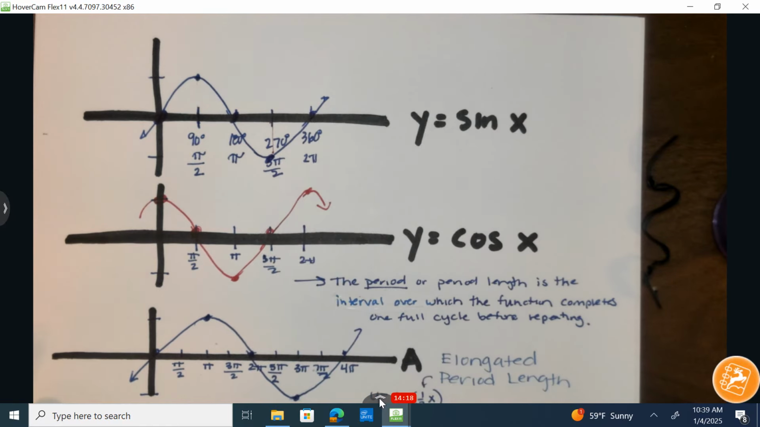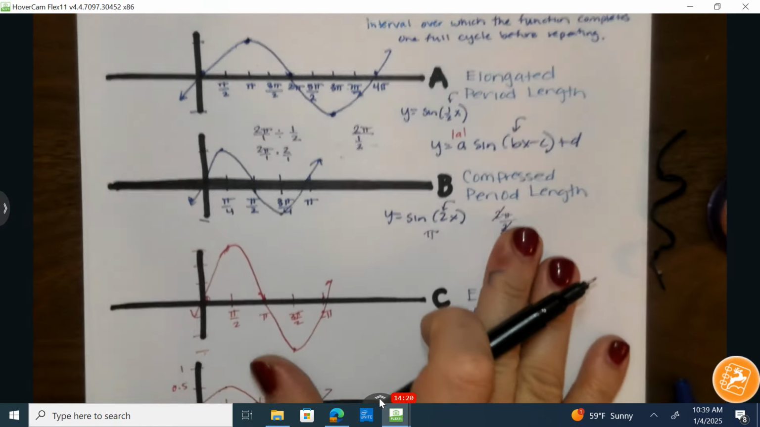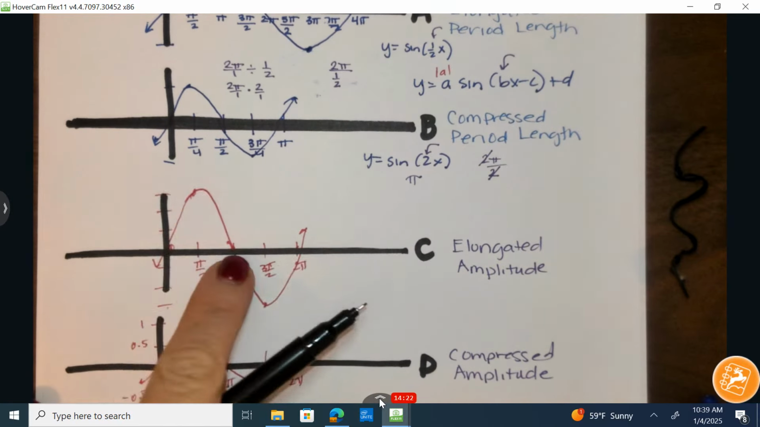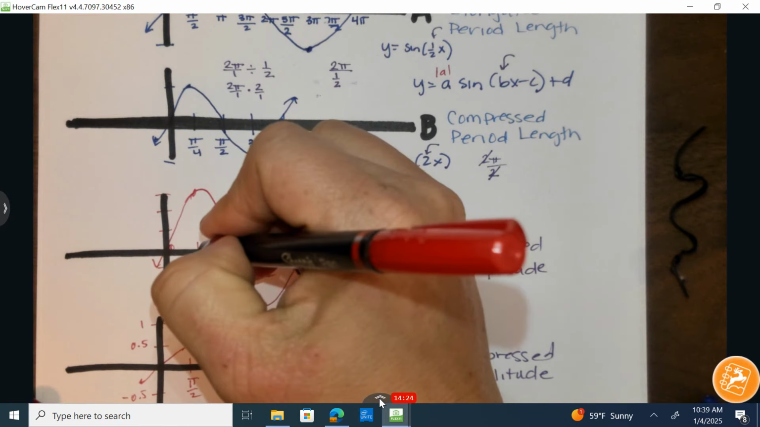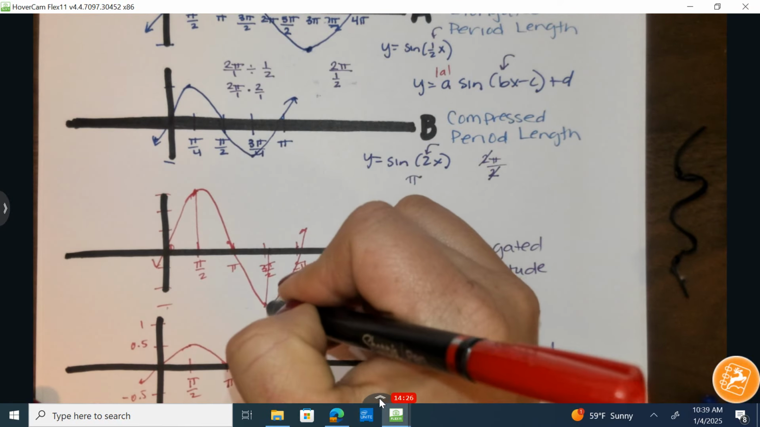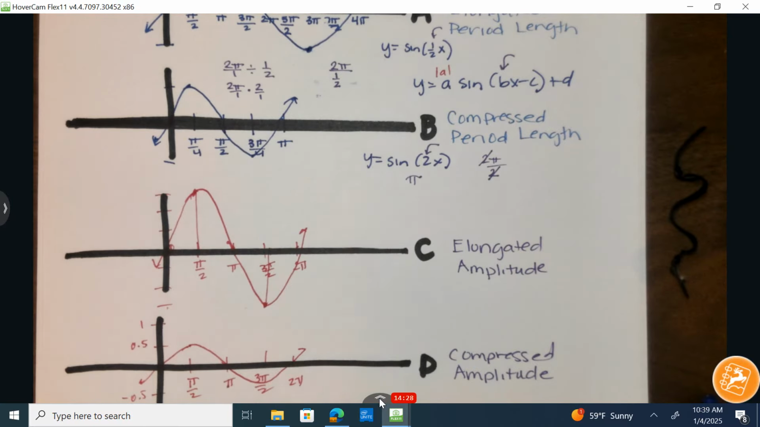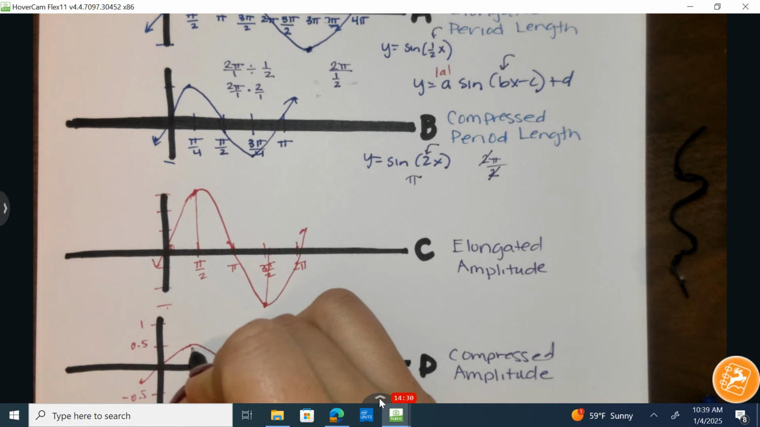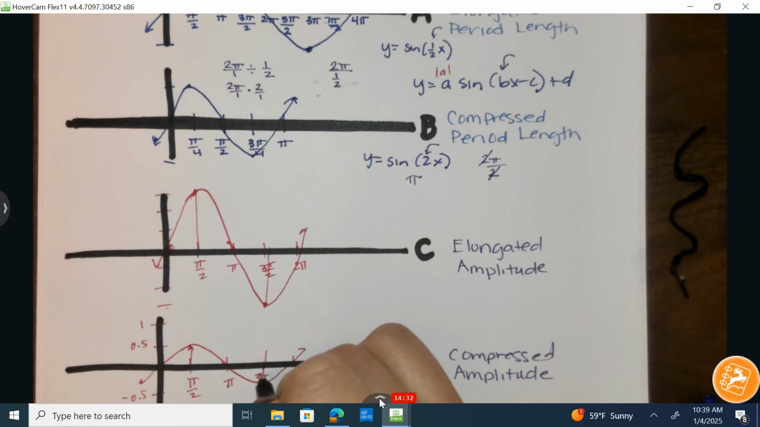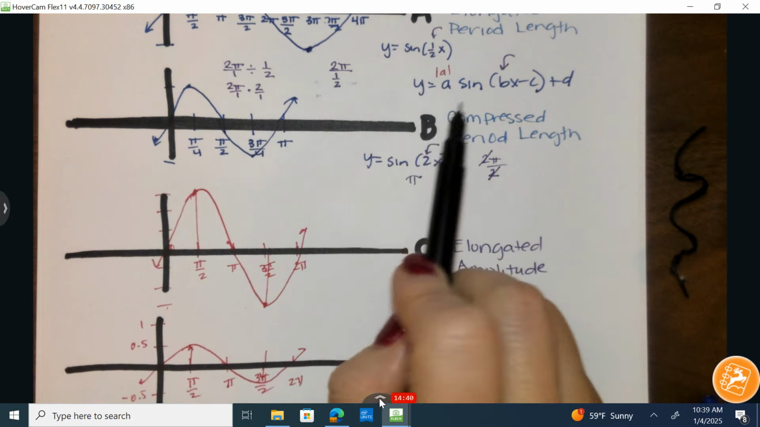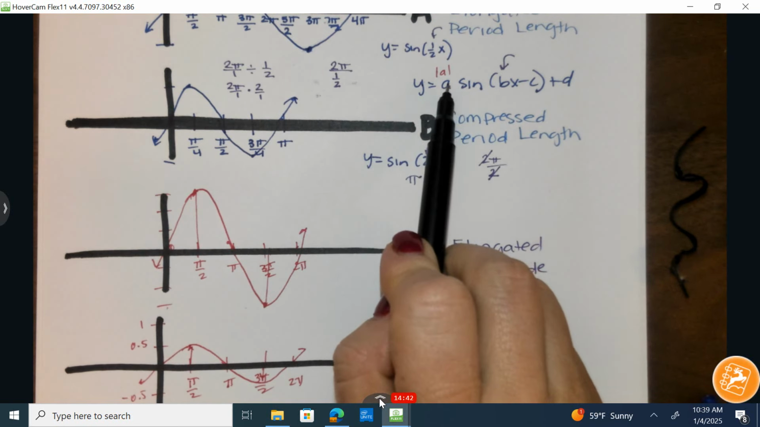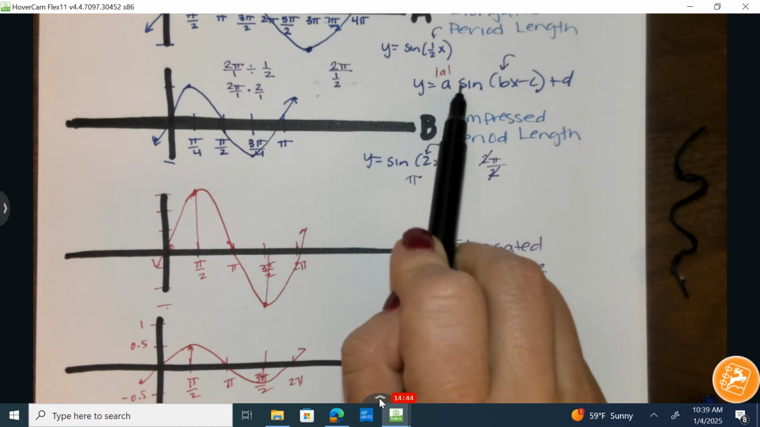I can see that on a graph. Let's go down below here. Down below, I can see that I have an amplitude of 3. Why? Because the distance from the midline to the highest or lowest point is a distance of 3. In my last graph, I have an amplitude of 0.5 because the distance from the midline to the highest or lowest point is 0.5. Amplitude is always going to be positive. It is the absolute value of the a, which is always going to be stuck to the sine and directly in front of it.